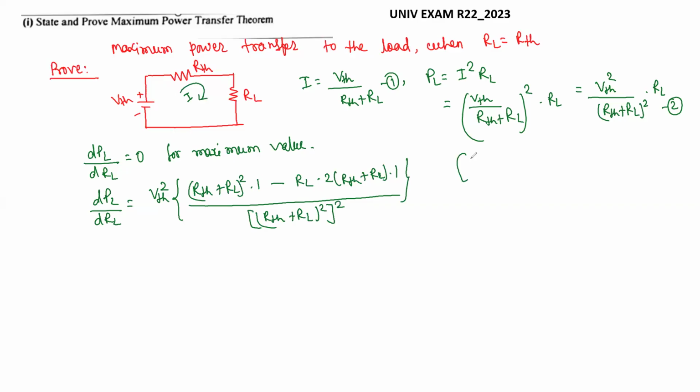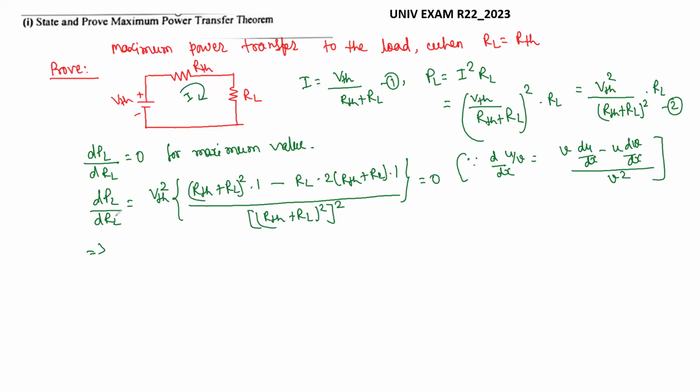If you're able to remember from your school days, you have the derivation of this one. Suppose we have some expression in the form of U by V. Then you are going to do V du by dx minus U into dV by dx, and overall divide by V square. So that concept we are using here. Finally, this one we are equating to 0. After rearrangement of all these things, again we have to apply the square inside this bracket.